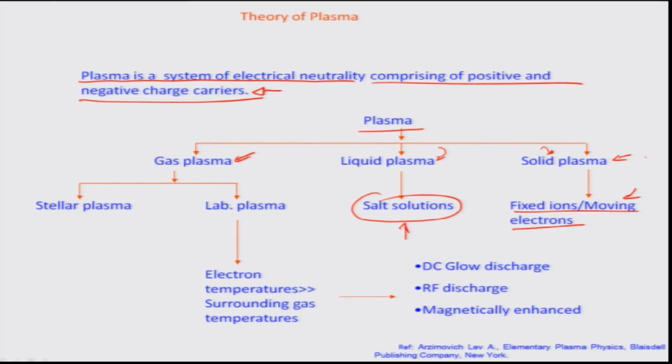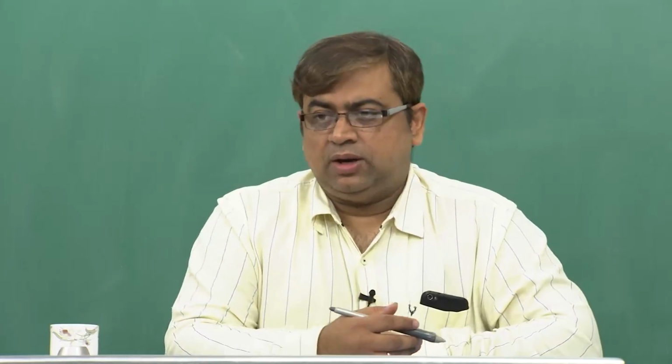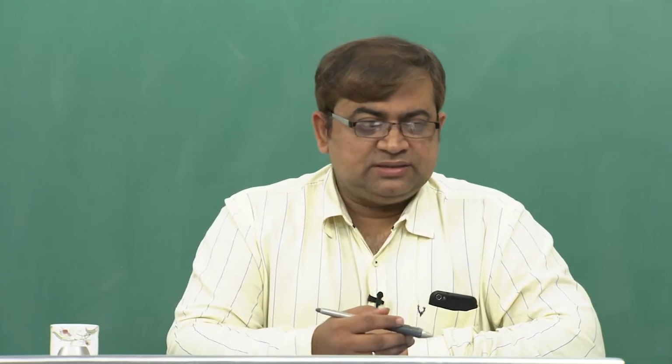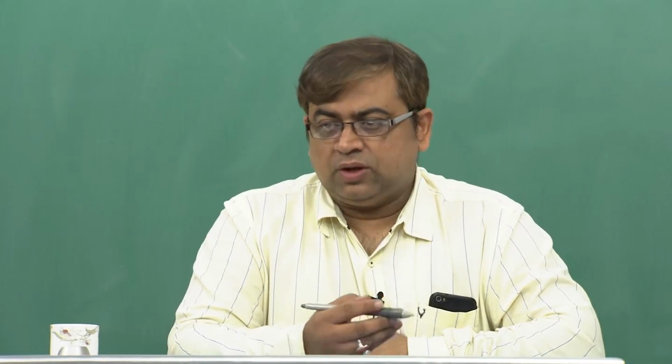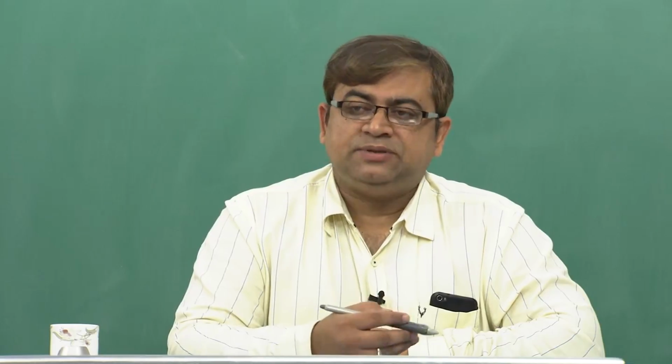If we talk about gas plasmas, again we can categorize them into two different types. One is formed because of thermionic effects. Typically you heat the gas to a temperature where electrons start coming out, and the electron temperatures are comparable to the surrounding gas temperature. They are very hard to obtain because the temperatures we are talking about are a few thousand kelvins, which is not possible on a lab scale.